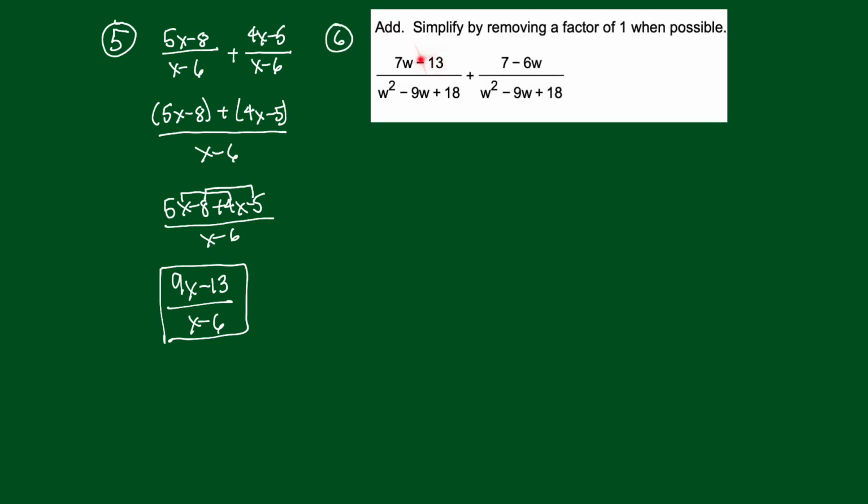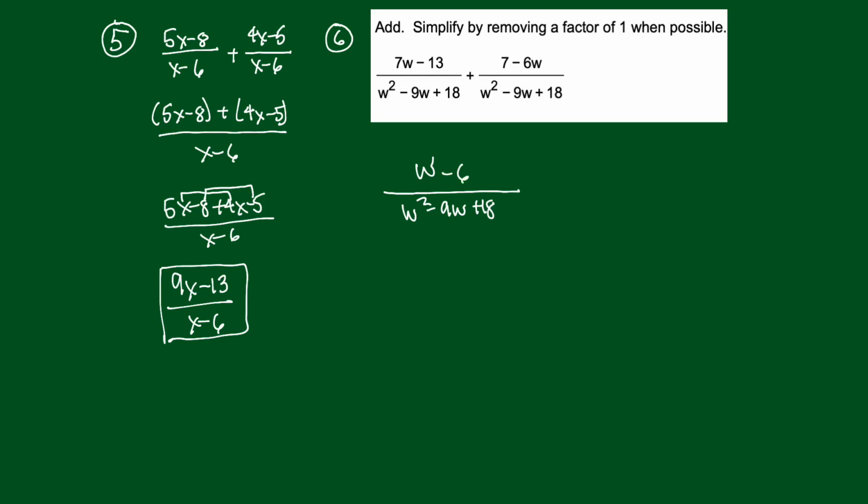Let's add these two expressions. I've got this one here and this one here. Now notice the denominators are identical, so I can just write a big fraction bar, write that denominator, w squared minus 9w plus 18, and I'll add the tops together. Now let's just do this. Take this top, add it to this top. So what do we get here? 7w minus 6w is w, and then negative 13 plus 7 is negative 6.